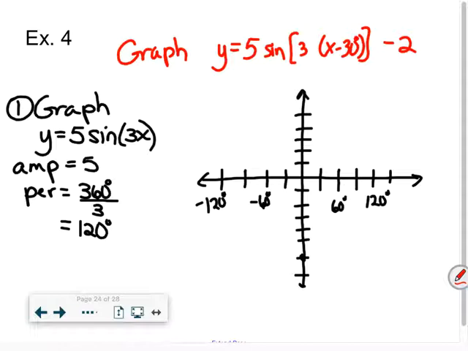So we're going to first graph y equals 5 sine 3x. So I start at 0, 0. I go up to 5, 0. Be careful, you're only going down 5. Whoops, put something in the wrong spot here. Let me go back. I got a little distracted here. Let me try this again.